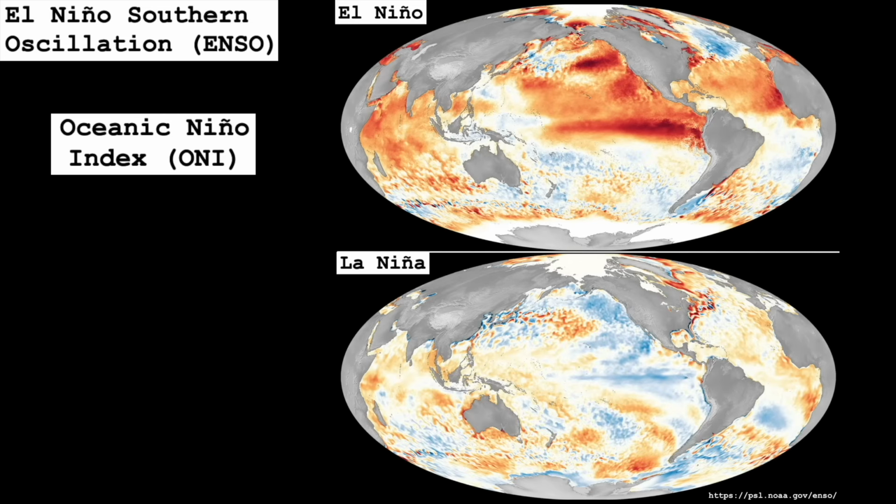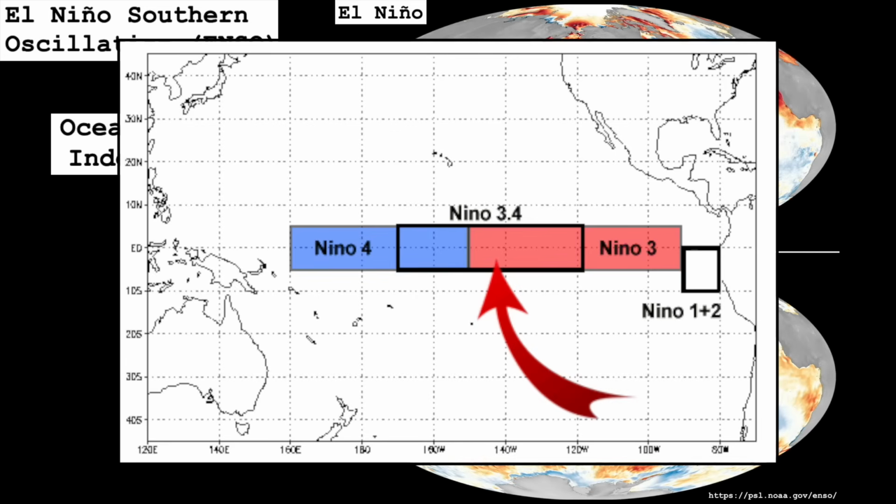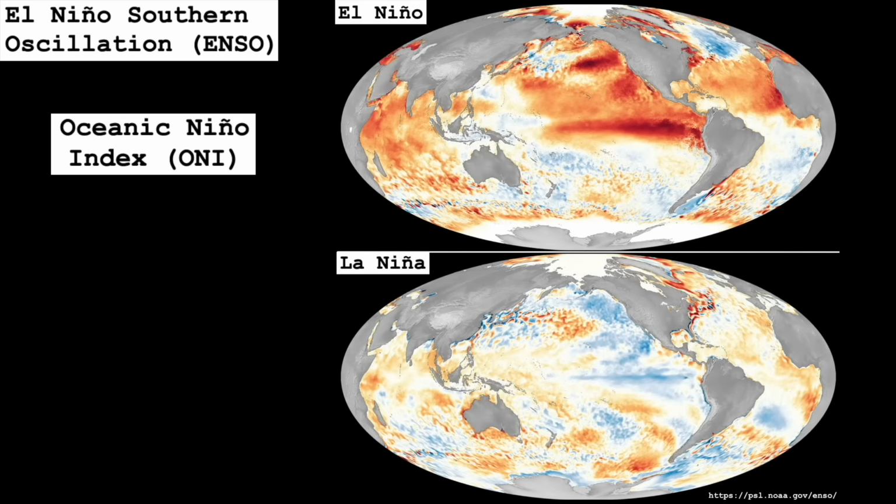The ONI is a 3-month running average of sea surface temperature anomalies in the Niño 3.4 region, which is the portion of the equatorial Pacific between 5 degrees north and south latitude and 120 and 170 degrees west longitude. Again, the ONI uses a 3-month running average, which means that instead of measuring the sea surface temperature anomaly in each individual month, the ONI averages the sea surface temperature anomaly over each consecutive 3-month period. For example, January, February, March, then February, March, April, then March, April, May, and so on. This helps smooth out random fluctuations that might occur in the data.